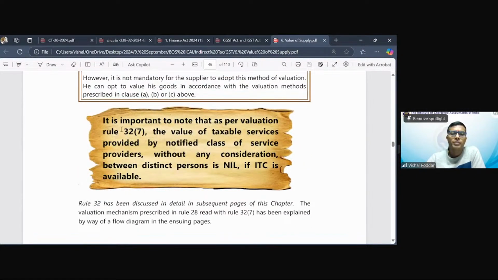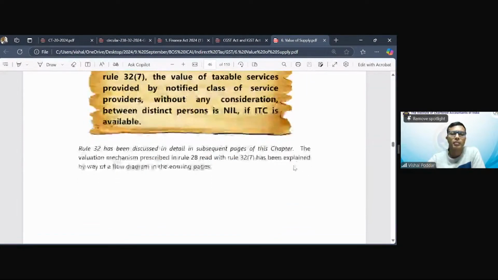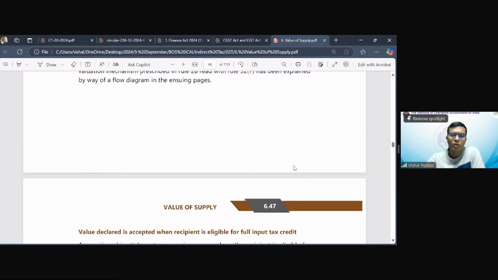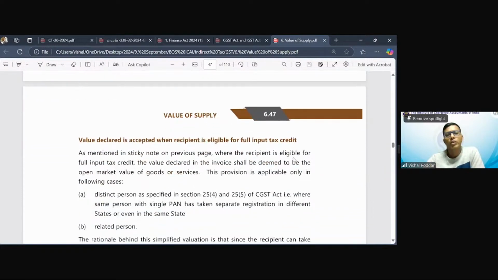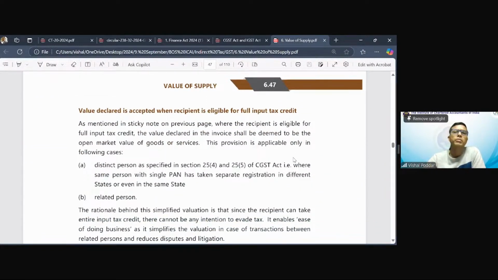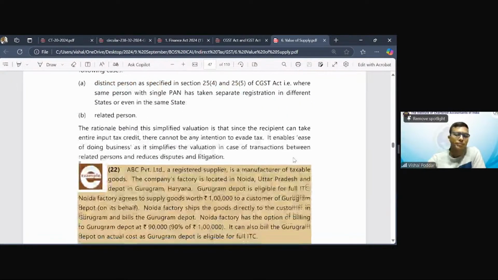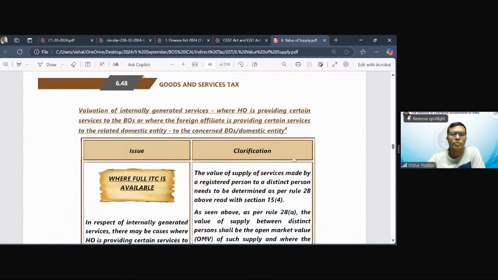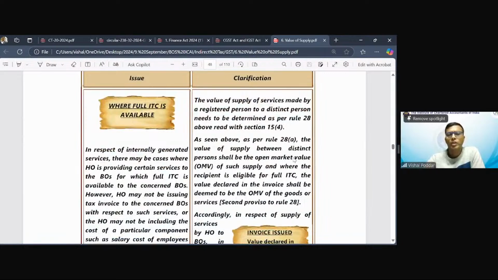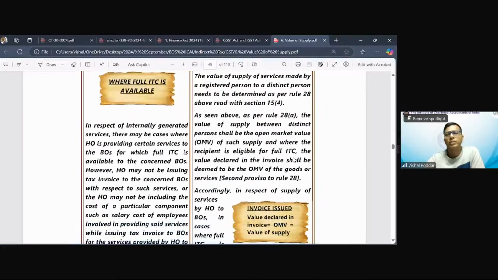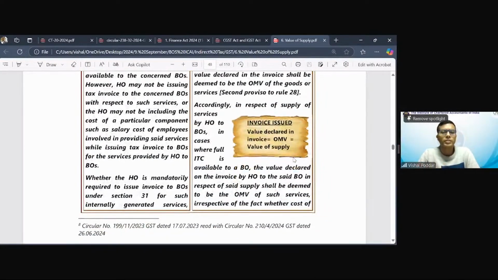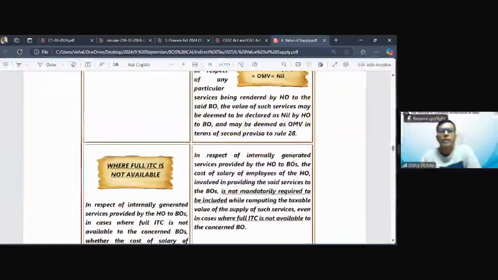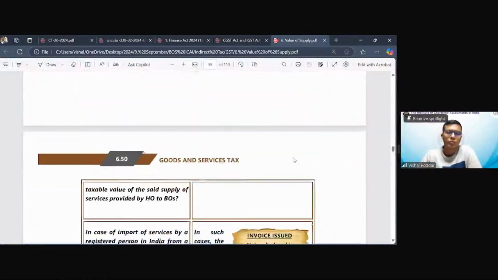It is important to note that as per valuation rule 32.7, the value of taxable services provided by a notified class of service provider without any consideration between distinct persons, then if ITC is available, fine. This is what we discussed above. So whatever you are charging will be accepted as the value if your opposite person is eligible for full ITC. This is rule 28. So they are trying to explain where full ITC is available, what will happen. So this is what we just discussed. Whatever you are charging will be accepted as the value.